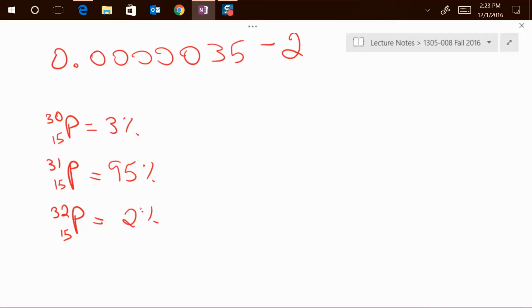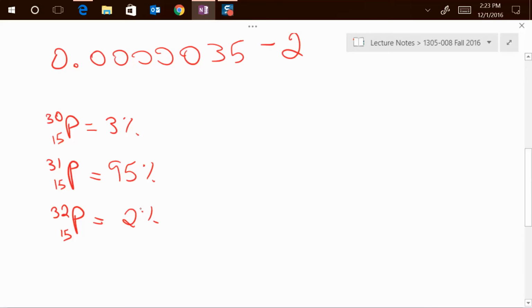I want to determine the average atomic mass, which is a weighted average, just like you would calculate a grade, which you guys never do anymore because Canvas does it for you, right? Everything for you. I remember the days. You guys are so spoiled.